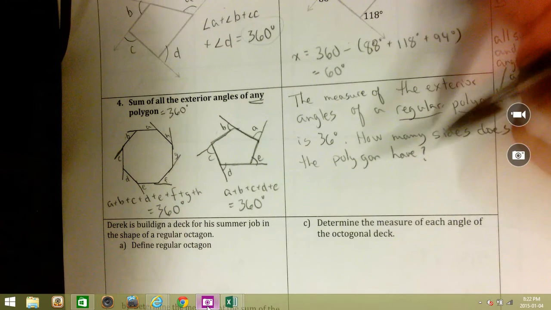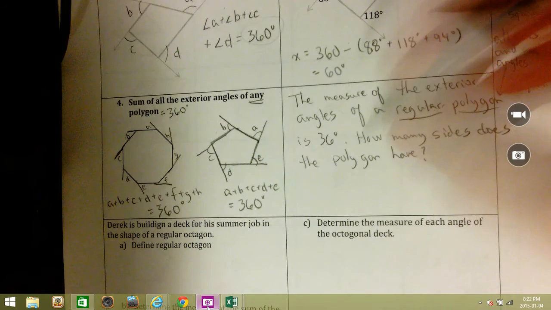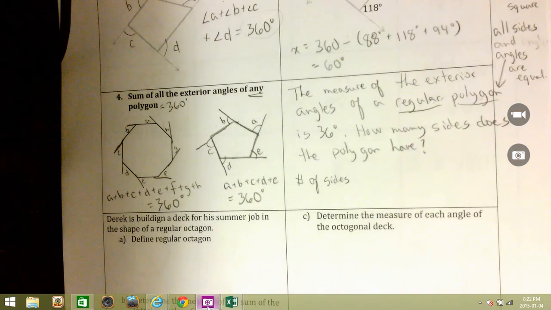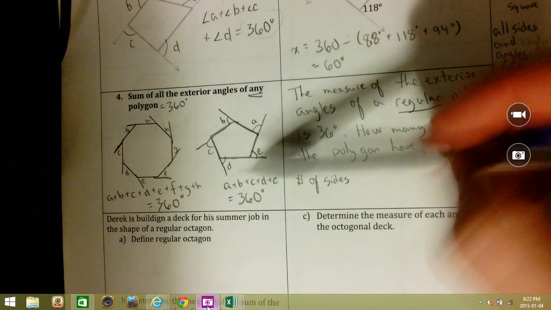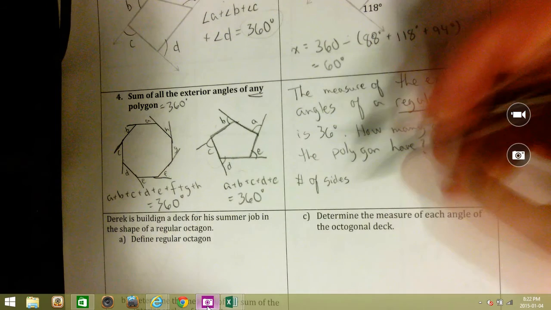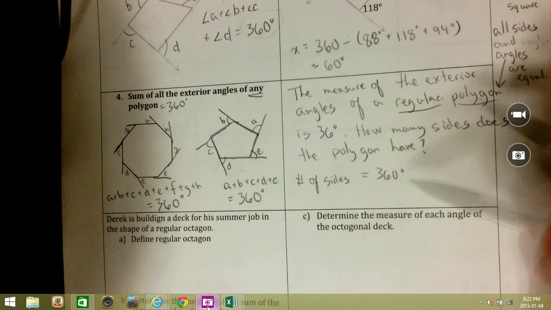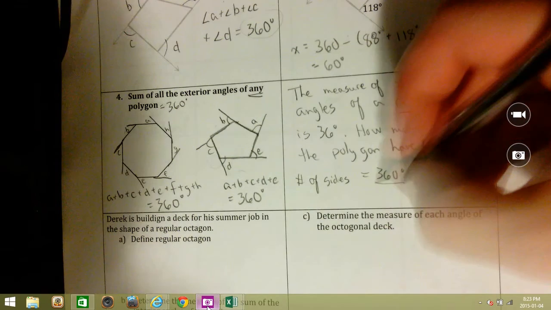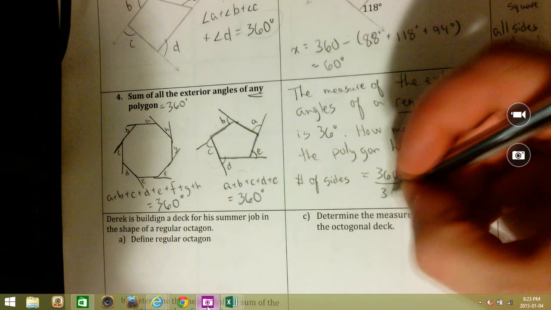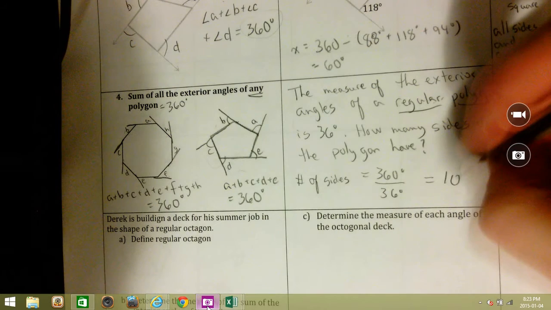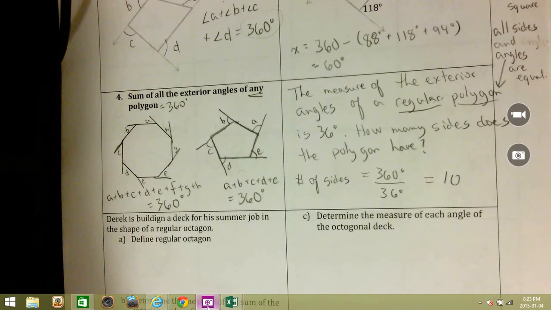How many sides does this polygon have? So, number of sides. Well, I know that the sum of all of the exterior angles again will be 360. And each exterior angle is 36 degrees, so 360 divided by 36 means that there are 10 sides.